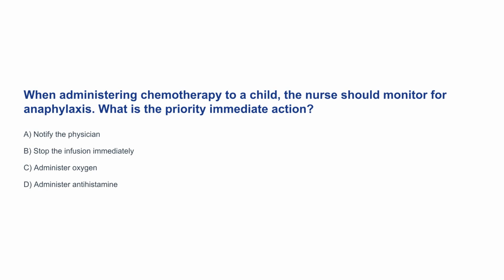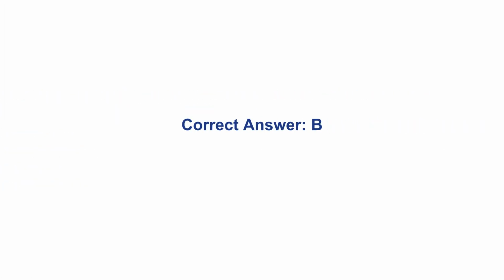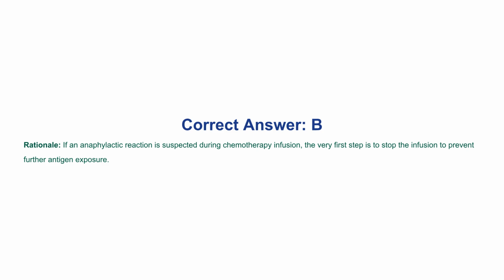When administering chemotherapy to a child, the nurse should monitor for anaphylaxis. What is the priority immediate action? The correct answer is B. If an anaphylactic reaction is suspected, the very first step is to stop the infusion to prevent further antigen exposure.